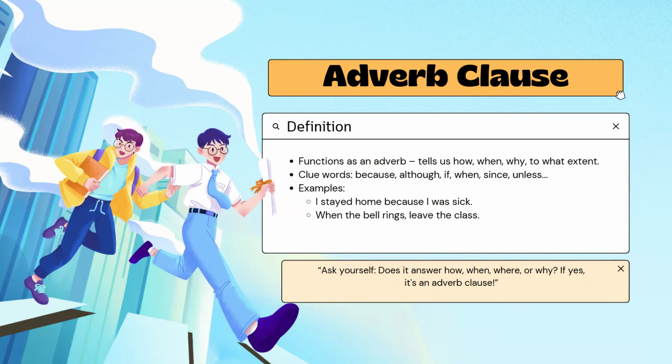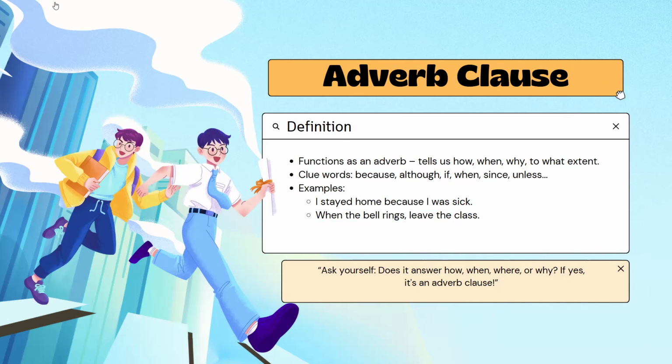For example, I stayed home because I was sick. So here, because I was sick is the adverb clause. And when the bell rings, leave the class. Here, when the bell rings is the adverb clause. Ask yourself, does it answer the question how, when, where, or why? If yes, it's an adverb clause.